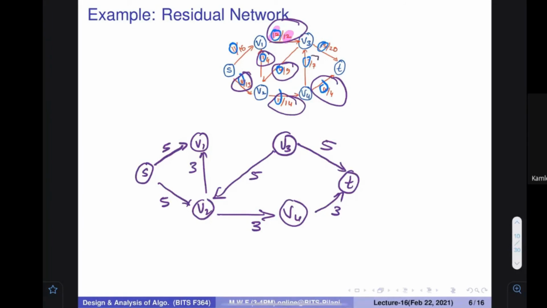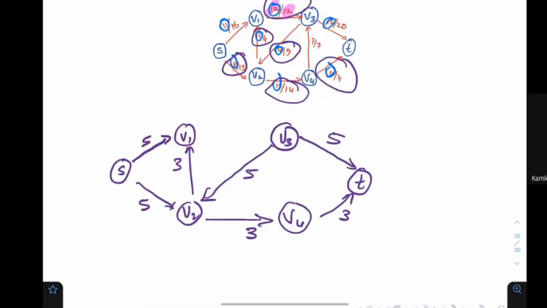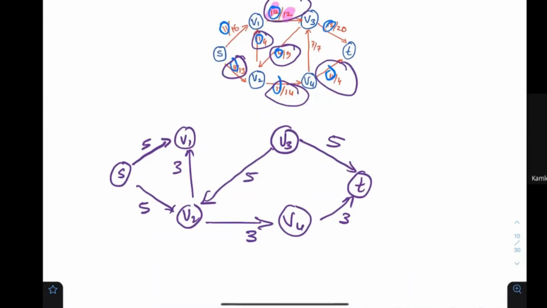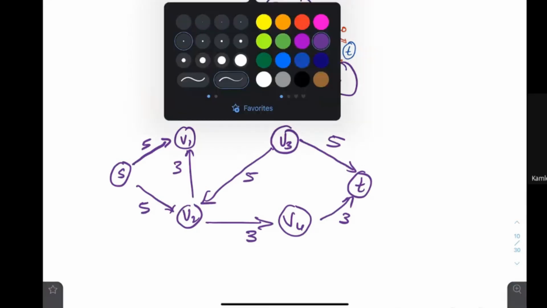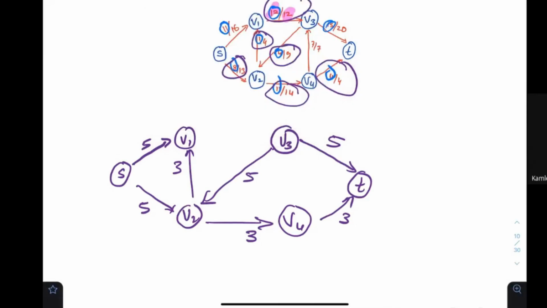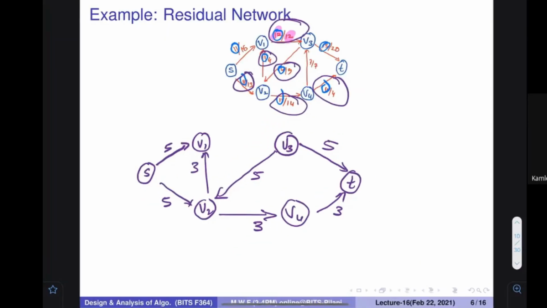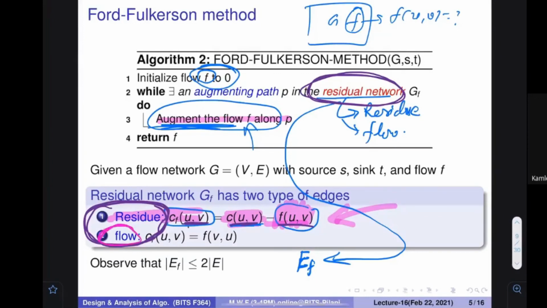How much is it? I think let me first remove this. 7. It becomes 0. So no need to consider them. Anything else? Am I missing anything? Yes or no? I need your full support, otherwise I would not be able to teach you. No problem? Okay. Second part is the flow.